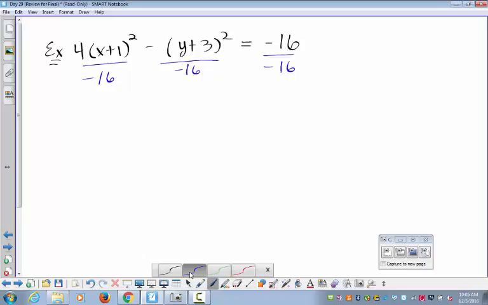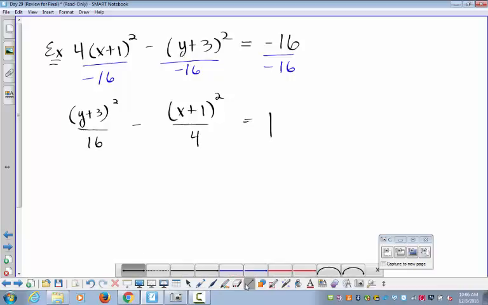So then the role of x and y is being reversed. And so I'm going to move the y's in front because now we have a positive. So we would have y plus 3 squared over 16 minus x plus 1 squared over 4 equals 1. And so, does that make sense, what you're asking about? Yeah.